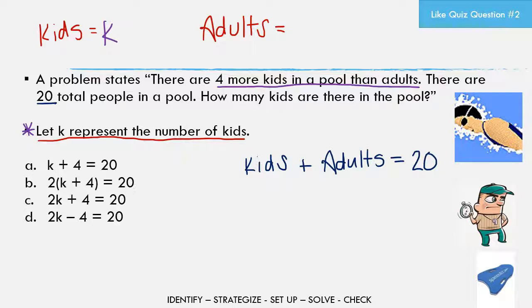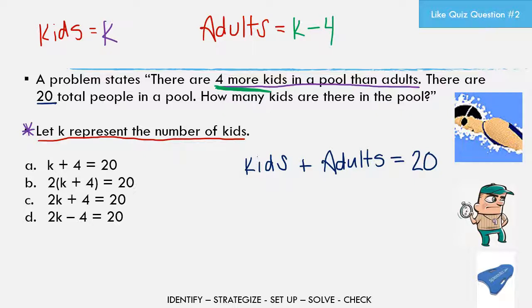But now we need to think of it in terms of adults because we need everything to be represented using the letter K. So if there are 10 kids, to get the number of adults, we would subtract 4. So let's say there's 10 kids in a pool. To get the number of adults, we would subtract 4 and get 6. So instead of adding 4, since it says 4 more kids, we're going to take the number of kids and subtract 4.